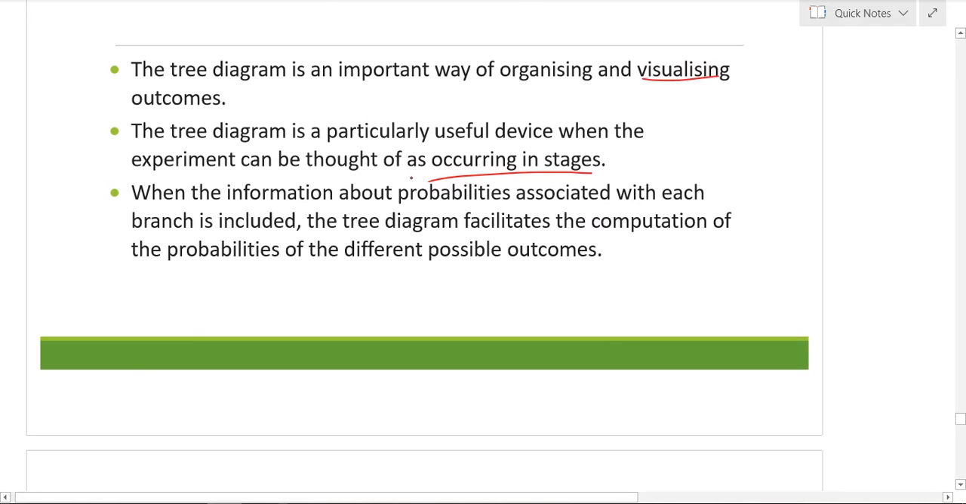When the information about probabilities is associated with each branch, that helps you to be able to calculate probabilities. So the tree diagram basically will help you calculate your probabilities really easily. That's why we do this.